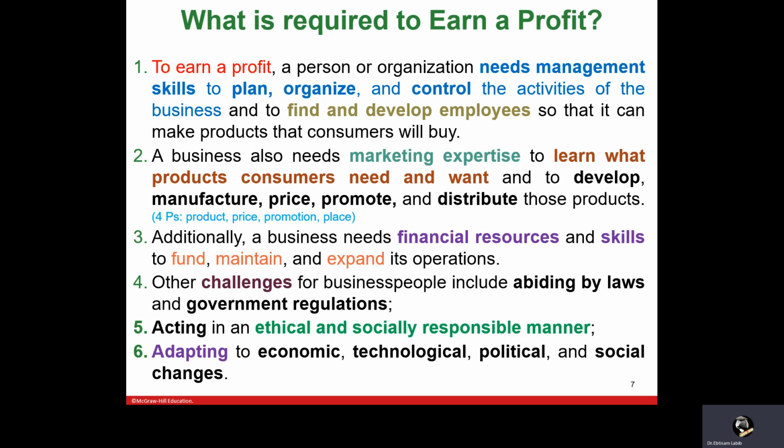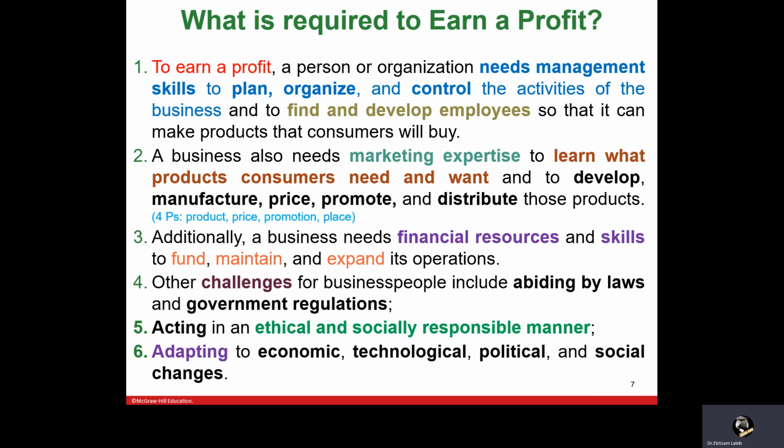Why do they need to have marketing skills or marketing expertise? It means that the business manager needs to act as a marketer, which means they need to determine what the consumer needs and wants, what type of products the consumers need and want. Then they will have to develop or manufacture that product for the consumers, and then they have to set the price on that product, and they have to communicate that product's benefits and advantages to the market, and they have to make that product available in the quantities and the locations that are needed by the consumers.